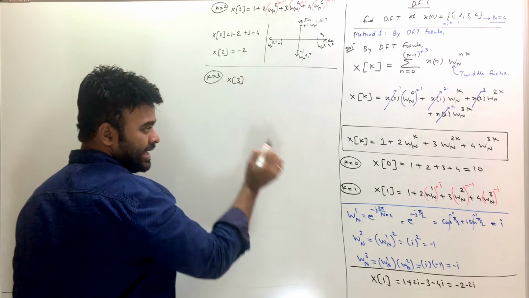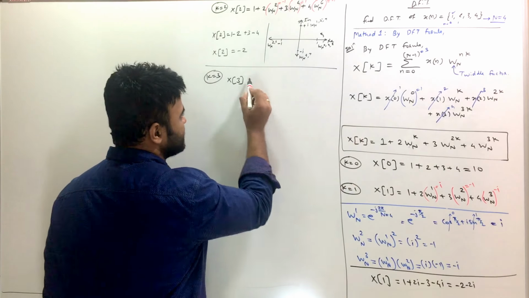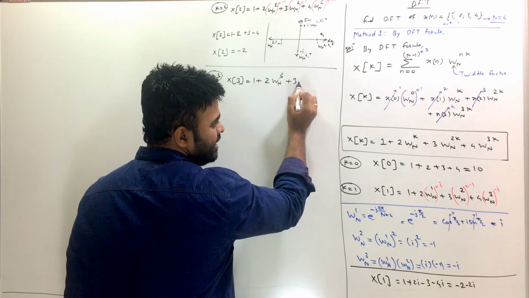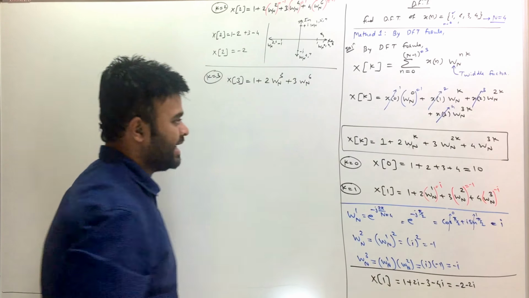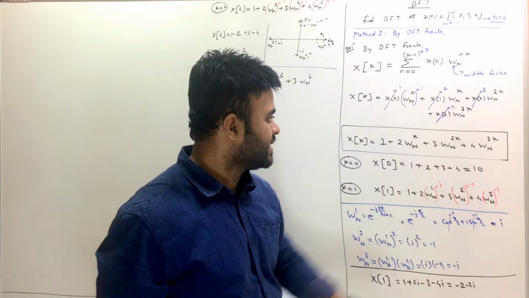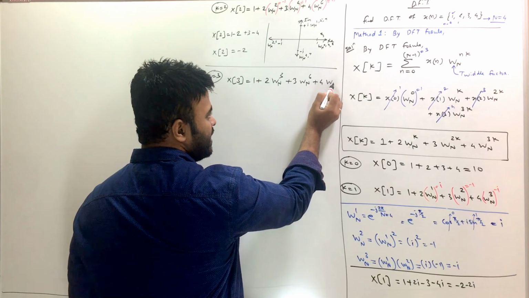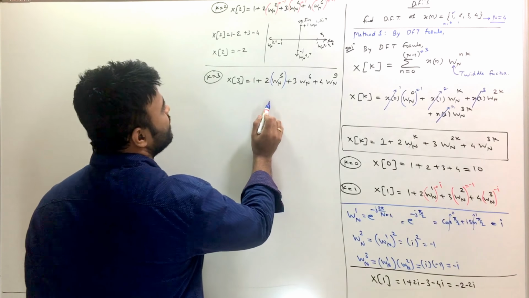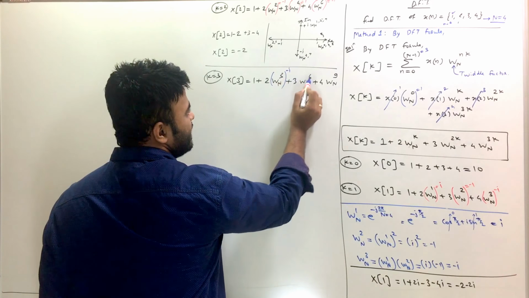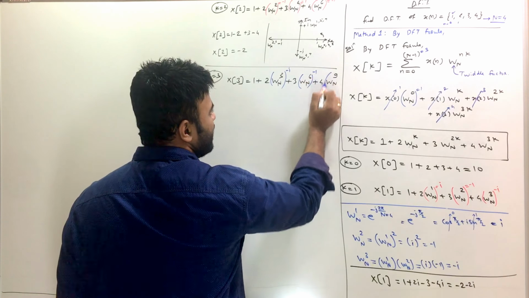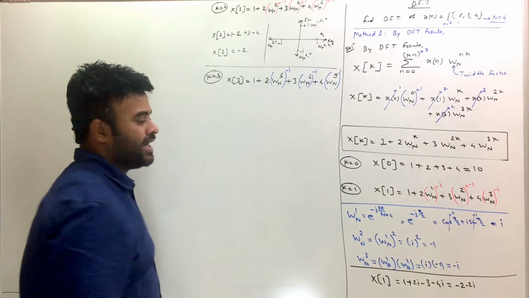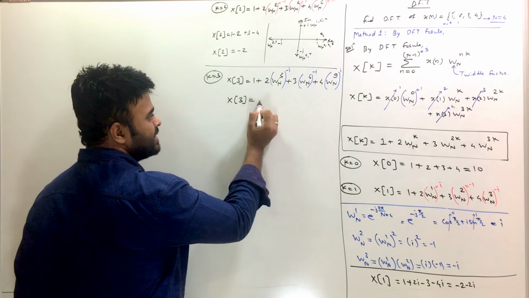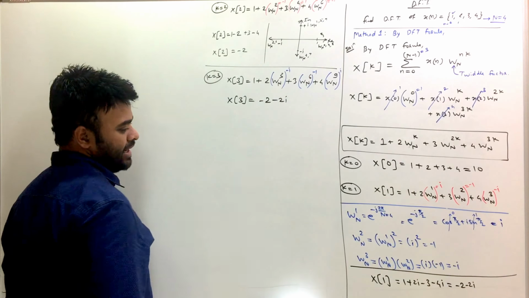Well, I'll put k is equal to 3 in here. So I get x3. x3 is equal to 1 plus 2 wn raised to 3 plus 3 wn raised to 6, because k is 3 now, right? So 2 times 3 is 6. And then the last value will be 4 wn raised to 9. The value of wn raised to 3 is minus j, wn raised to 6 is minus 1, and wn raised to 9 is just plus j. So j or i, whatever you want to call it. Okay, so I get x of 3. If you solve this, it's going to be minus 2 minus 2j.